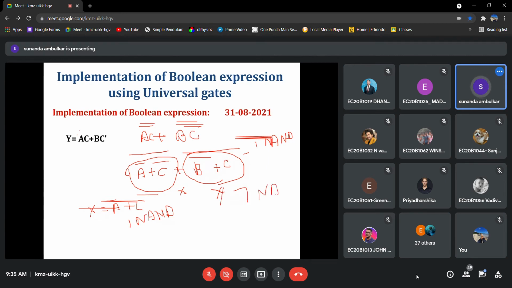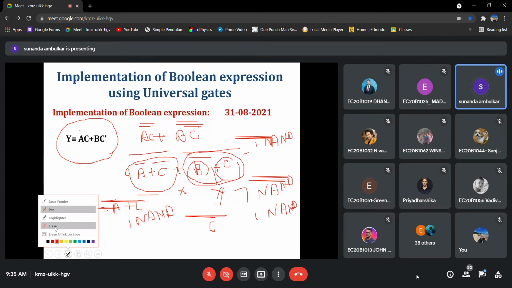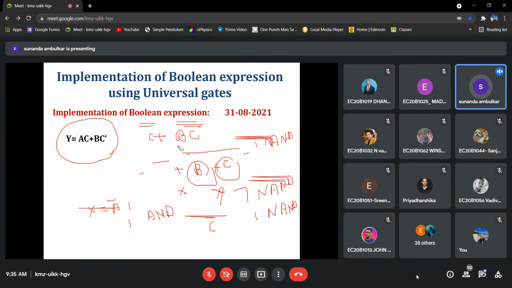But here, what is the input? Here the input is B, here the input is C dash. So to implement this C dash we require one NAND gate. So how many NAND gates? 4 NAND gates we need here to implement this Boolean expression. Okay, this is simple. Those were two simple examples to implement any kind of Boolean expression.